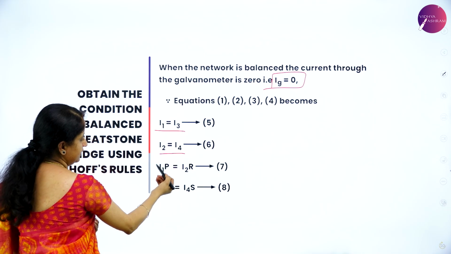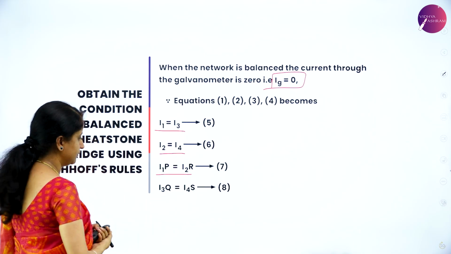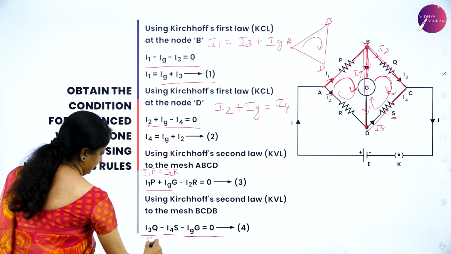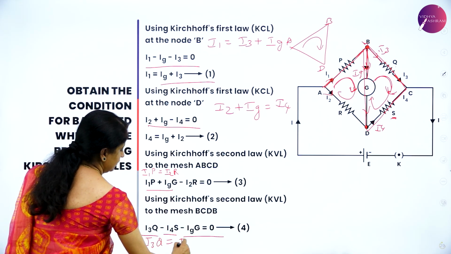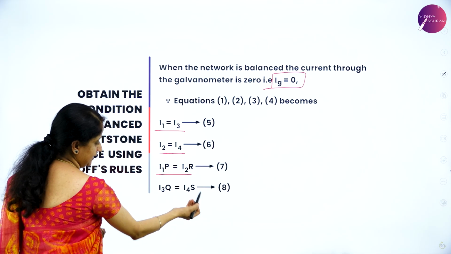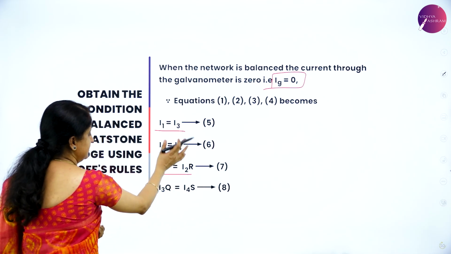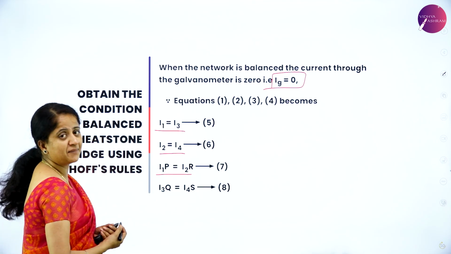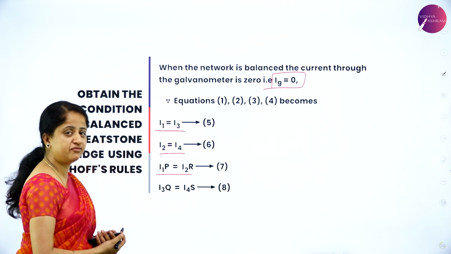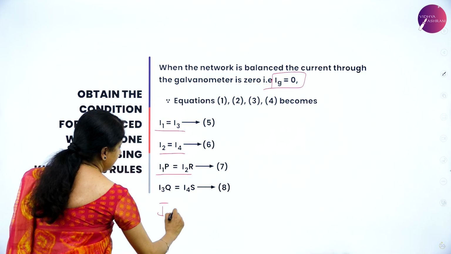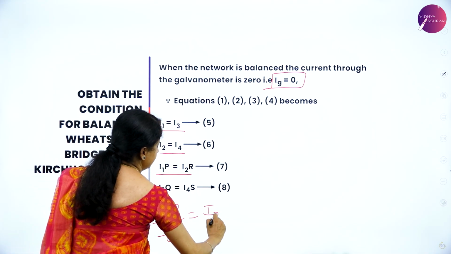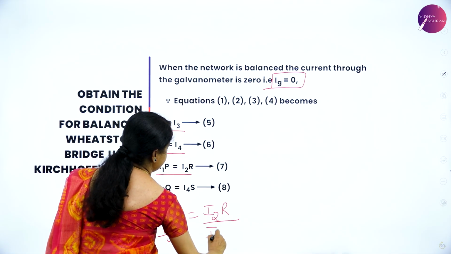So that is our next equation, that is 7th equation. And here this whole term becomes 0, we get I3Q is equal to I4S. That is my 8th equation. Now let us divide these 2 equations. I1P is equal to I2R by I3Q is equal to I4S. And we get I1P divided by I3Q is equal to I2R divided by I4S.